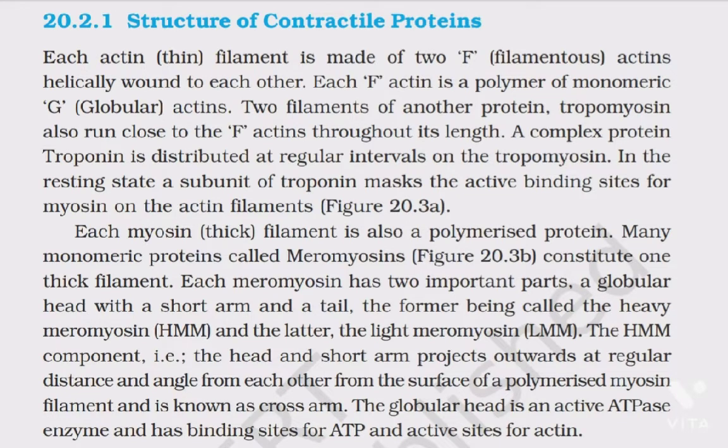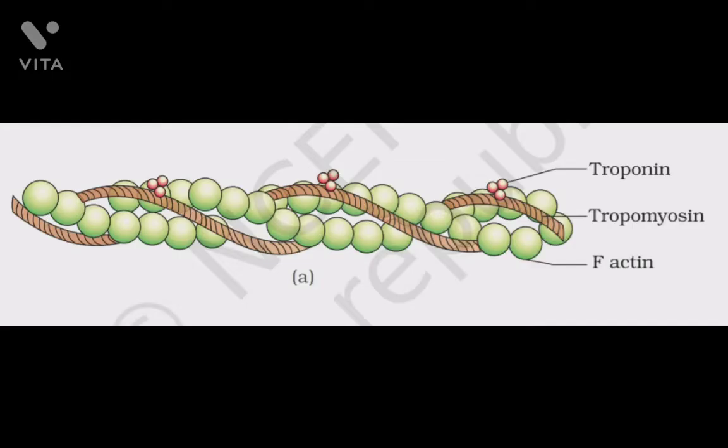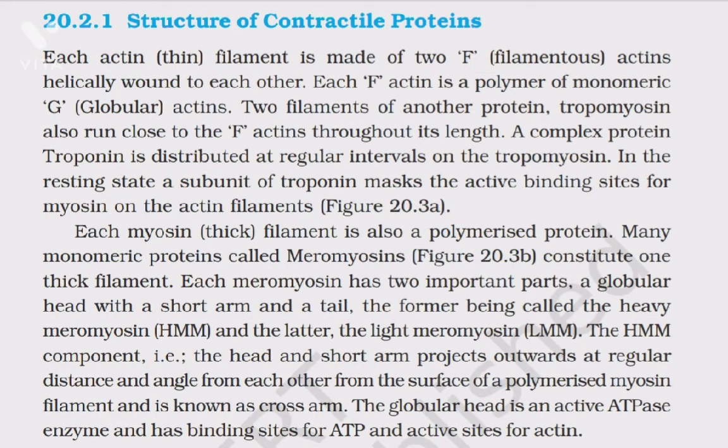A complex protein, troponin, is distributed at regular intervals on the tropomyosin. In the resting state, a subunit of troponin masks the active binding site for myosin on the actin filament. Figure 20.3a. Each myosin thick filament is also a polymerized protein.